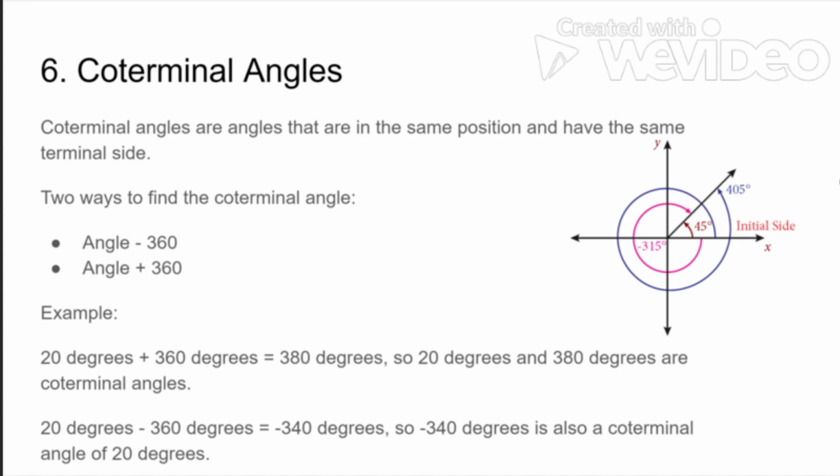An example would be 20 degrees plus 360 degrees equals 380 degrees. So 20 degrees and 380 degrees are coterminal angles, since they're in the same position. Another example would be 20 degrees minus 360 degrees equals negative 340 degrees. So negative 340 degrees is also a coterminal angle of 20 degrees.